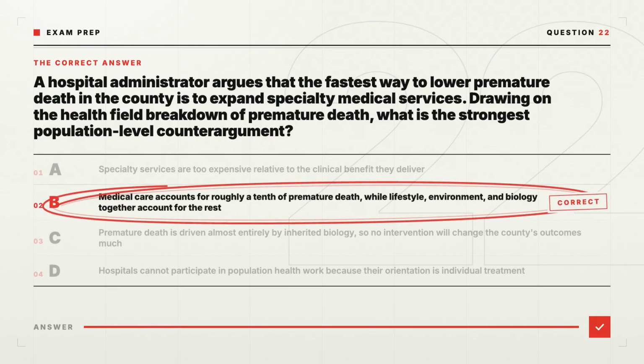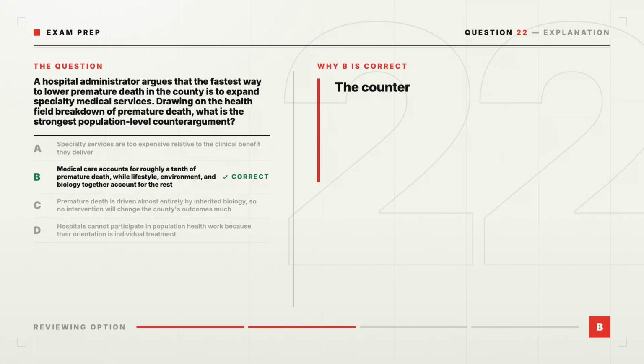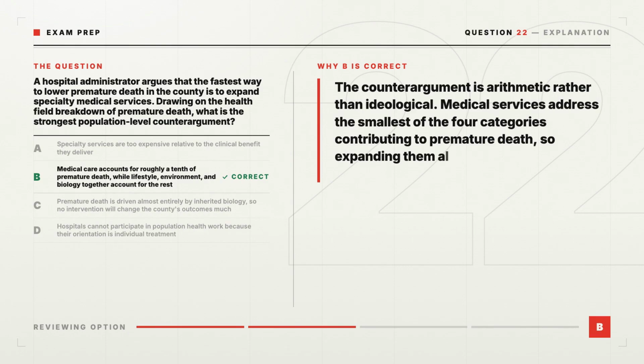The correct answer is B. Medical care accounts for roughly a tenth of premature death, while lifestyle, environment, and biology together account for the rest. B is correct because the counter-argument is arithmetic rather than ideological. Medical services address the smallest of the four categories contributing to premature death, so expanding them alone leaves roughly 90% of the drivers untouched. Population gains come from acting on behavior, environment, and social conditions alongside clinical capacity.